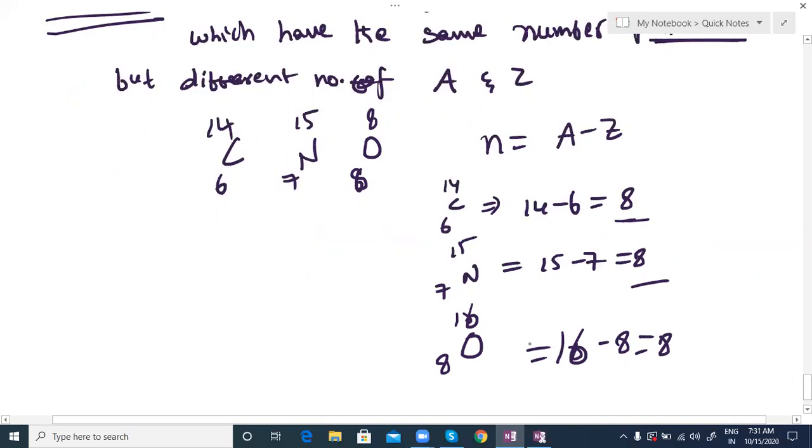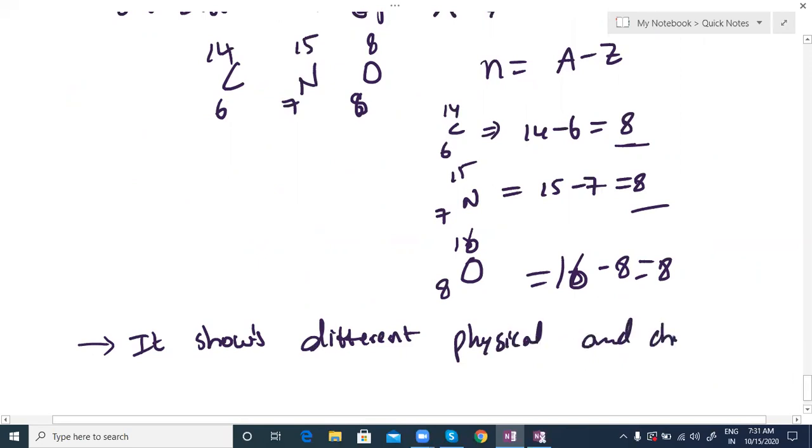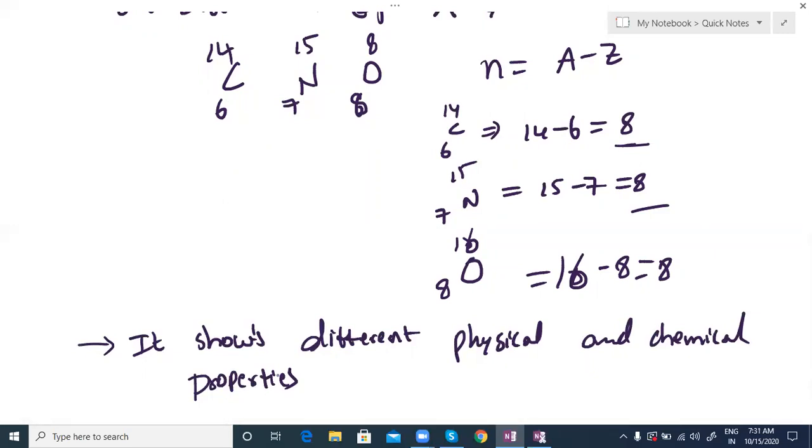Isotones also show different physical and chemical properties. Completed? Next.